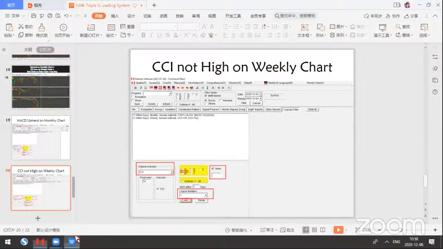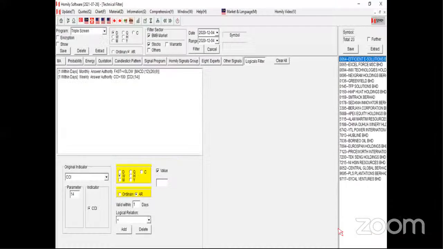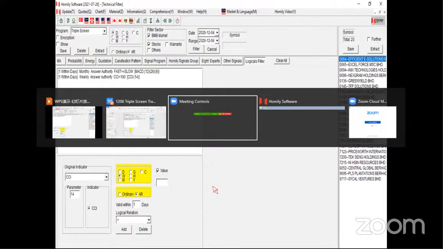So actually, I have a test. I ran the filter last night, and here are the results based on the latest data, which means this Friday. For December, we use the triple screen filter program to filter. We have 23 shares that satisfy the condition. Then you can just analyze them one by one. Okay, so let's go back to the software to check.